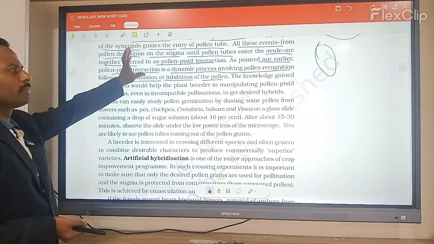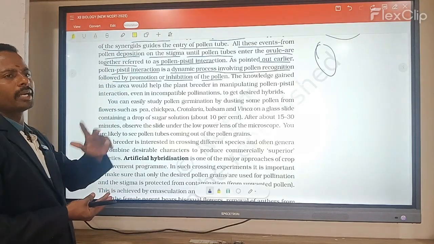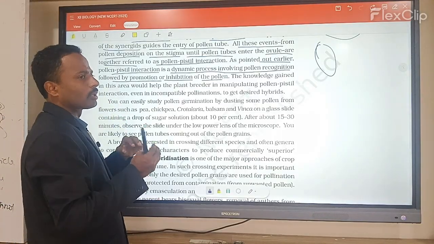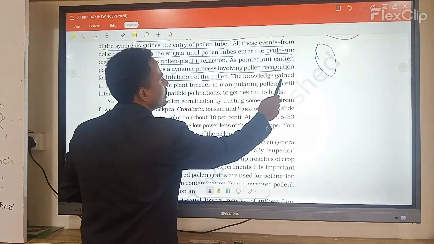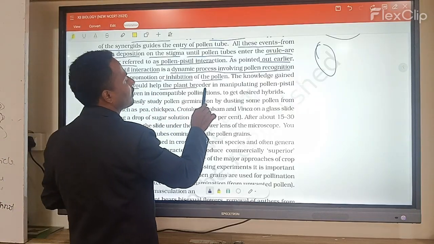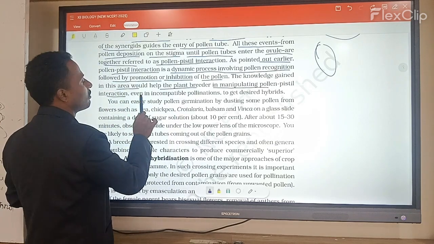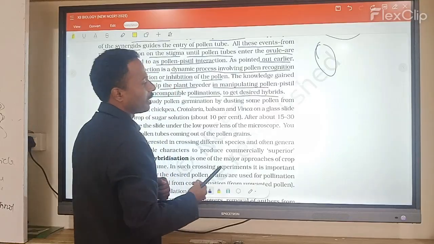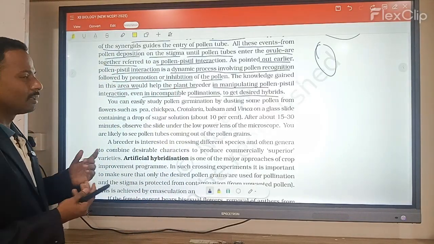It is a total process to get contact between the pollen grain and the stigma. It depends upon communication, one being promotion and the other inhibition. The knowledge gained in this area helps plant breeders manipulate pollen-pistil interaction, even in incompatible pollination, to get desired hybrids. So we get a number of hybrids formed.